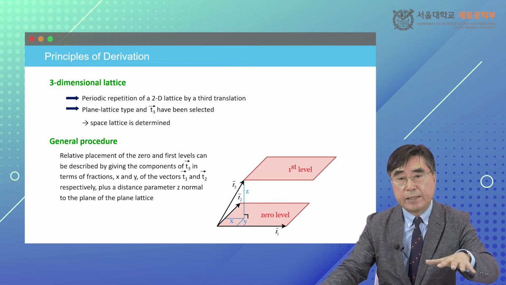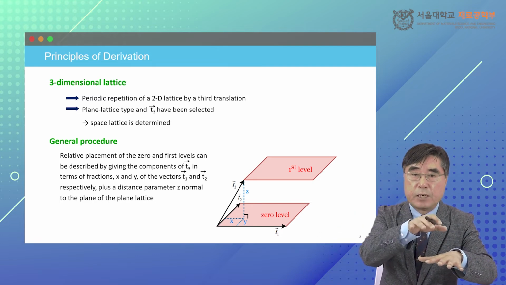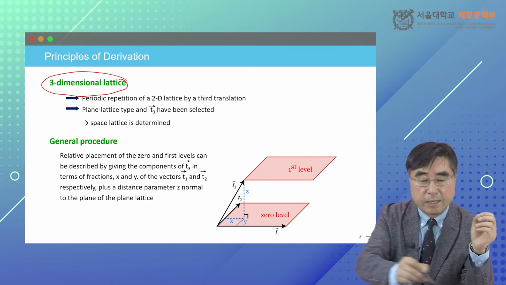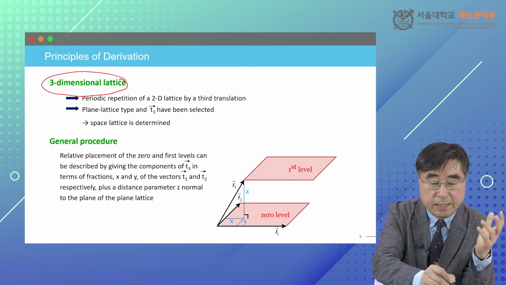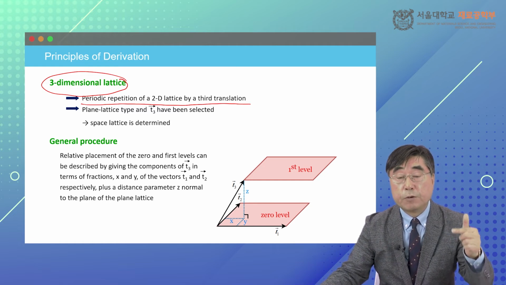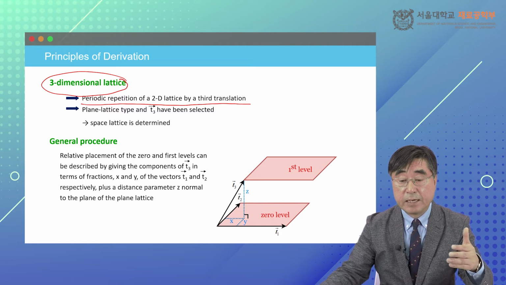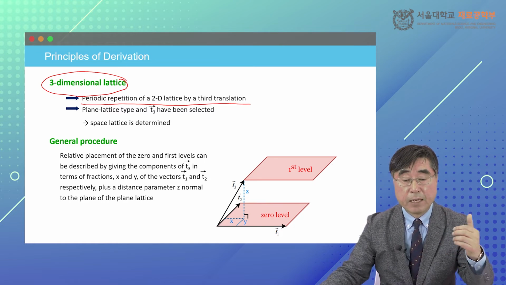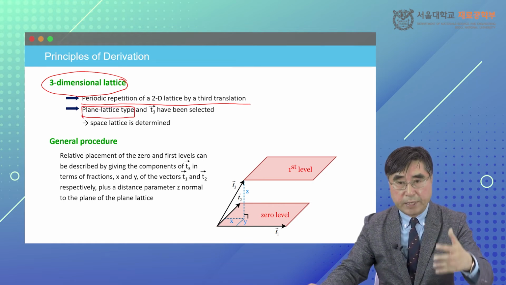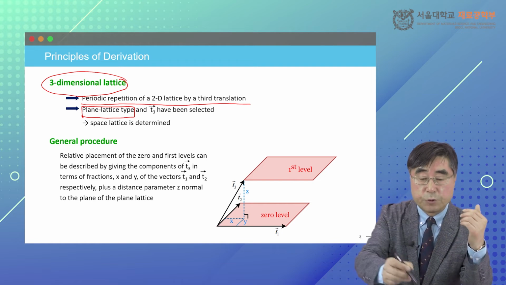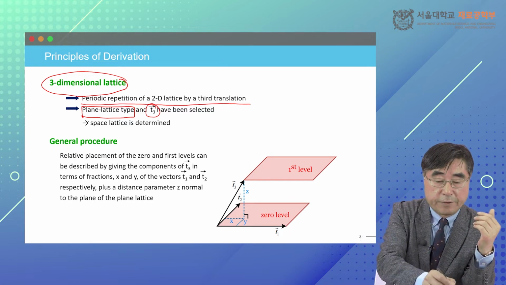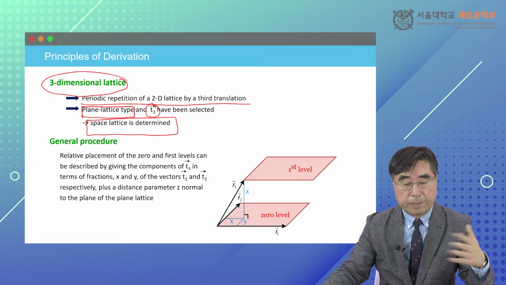Based on that plane net, now we have to develop 3-dimensional lattices. So how do we develop the 3-dimensional lattices? 3-dimensional lattices can be developed by the periodic repetition of a 2-dimensional lattice, a plane lattice, by a third translation. In this case, we have to define which plane lattice type we will start with. Then we also have to develop this third translation vector. Then we can define the space lattice in this manner.